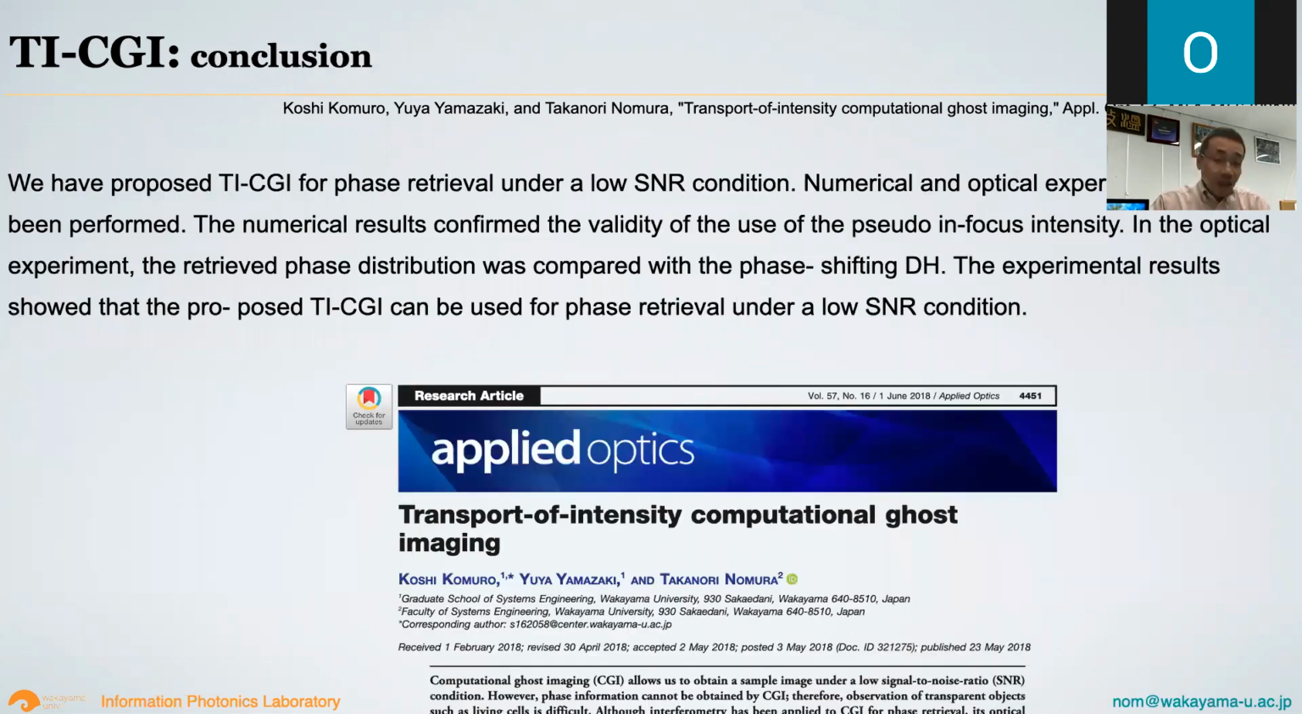So let me summarize. We have proposed TI-CGI for phase retrieval under low signal to noise ratio conditions. Numerical and optical experiments have been performed.